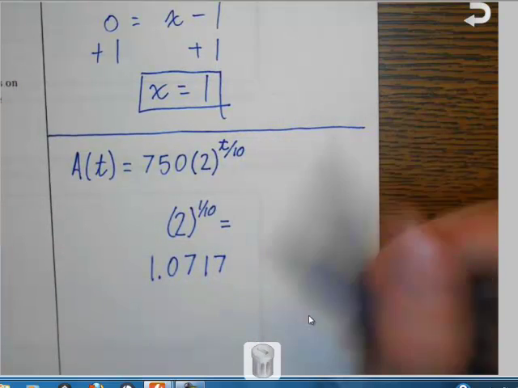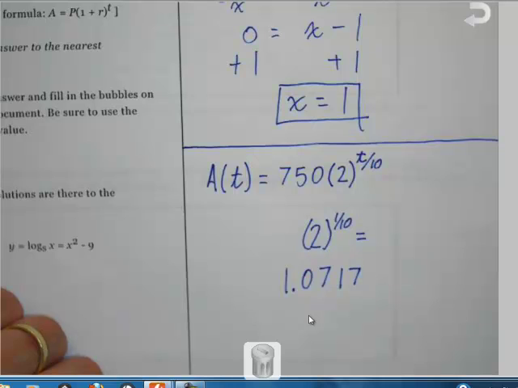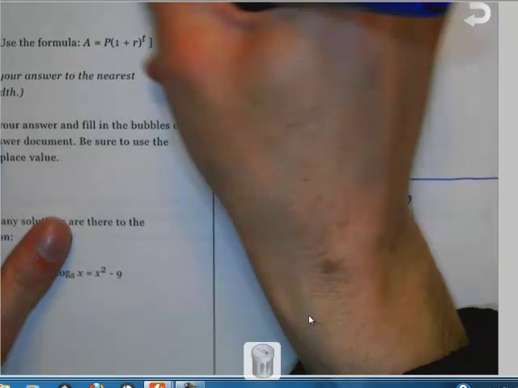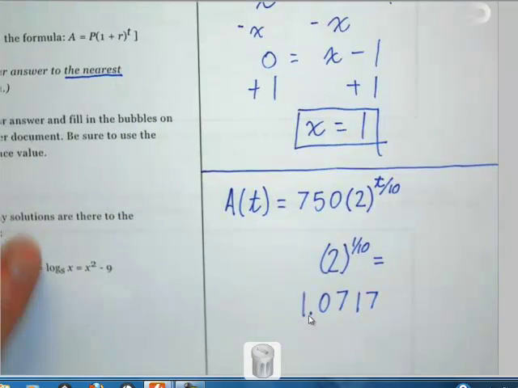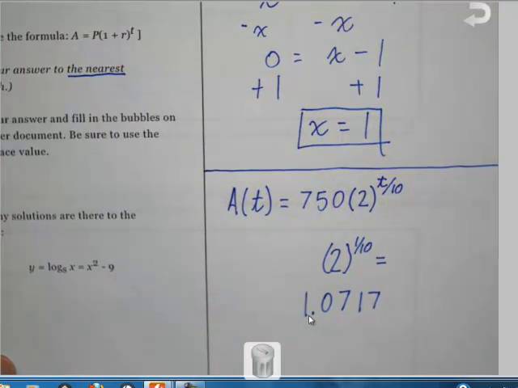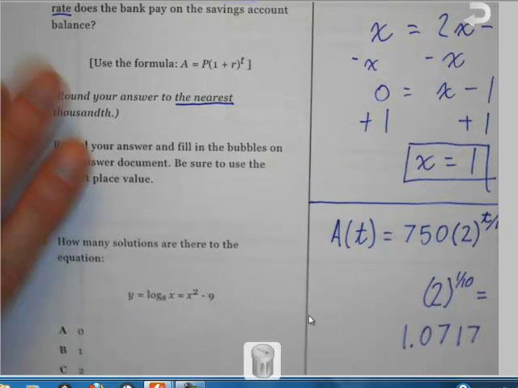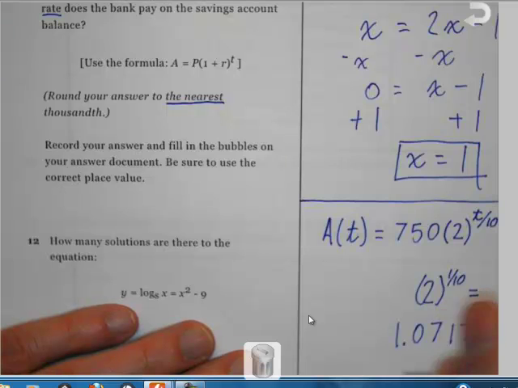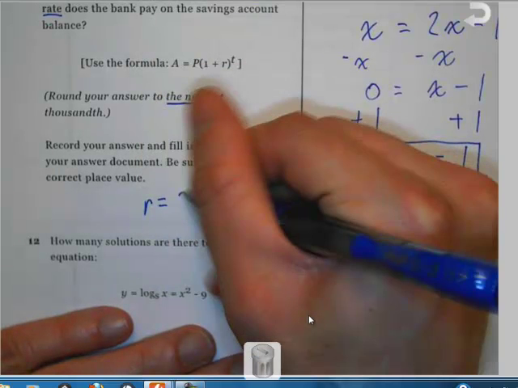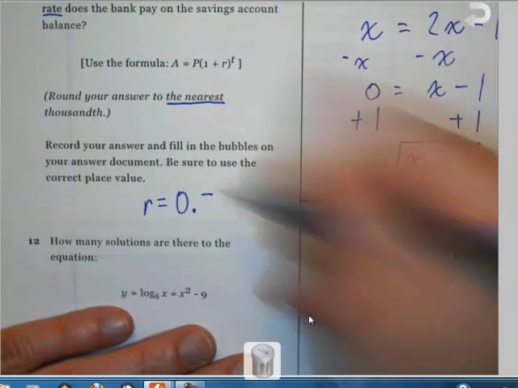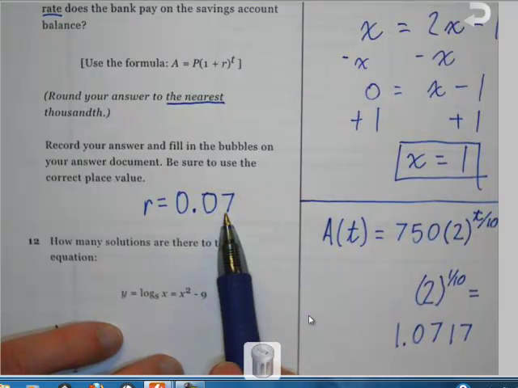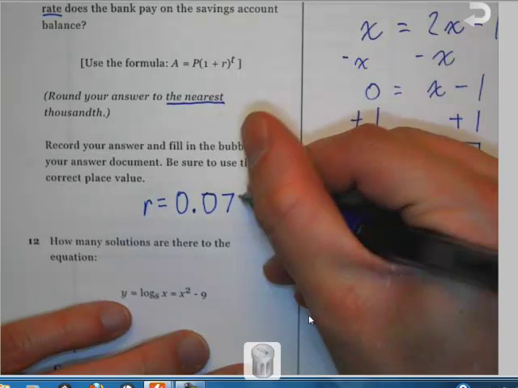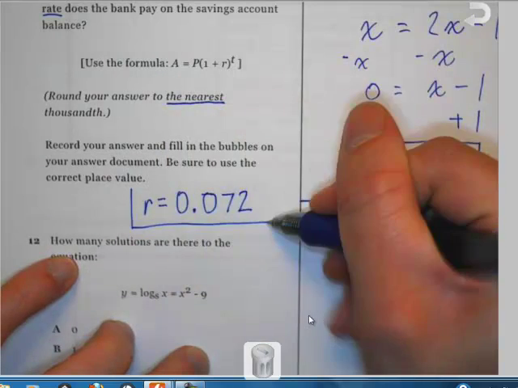Now, what it is asking you for, it says, what interest rate does it pay? And it says round answers to the nearest thousandth. Okay, so thousandth is 3 decimal places. Now, what was kind of tricky is they said rate to the nearest thousandth. They did not say as a percentage. And so you subtract 1 and you find that your rate is actually 0.0717. Now, tenths, hundredths, your thousandths is 7, and you have to round it up to 2. 0.072 is your final solution.